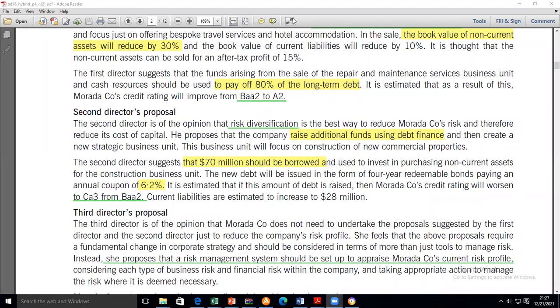So where are we currently then? We're on Ba2. The first proposal, there will be an improvement. The second proposal, there will be a drop. But from where? From Ba2. So then, let us estimate the current cost of debt using the credit spreads. Where are the spreads? The spreads are given here.